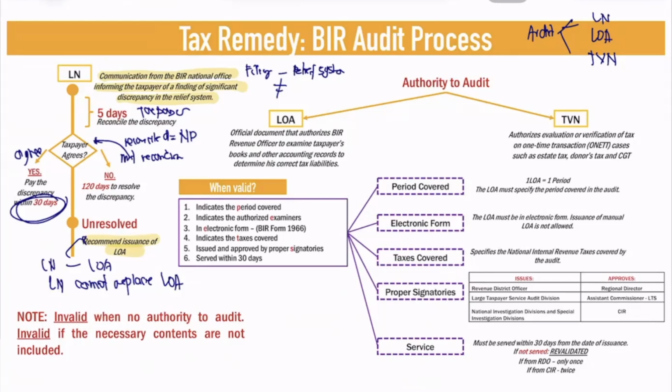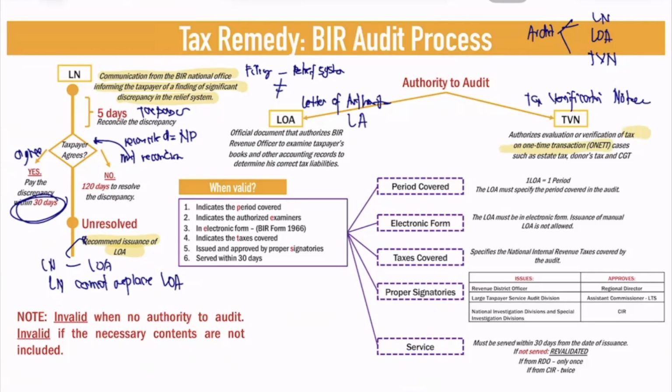What is LOA? Again, that is letter of authority. Some call this one LA. It can be LOA or LA. And then we have TVN, that is tax verification notice. Again, LOA is the official document that authorizes the BIR revenue officer to examine the taxpayer's books and other accounting records to determine his correct tax liabilities. While TVN authorizes the evaluation or verification of tax of a one-time transaction.